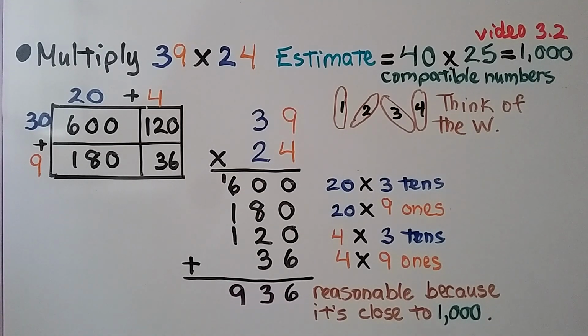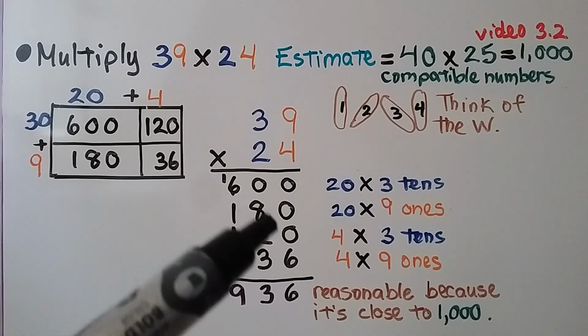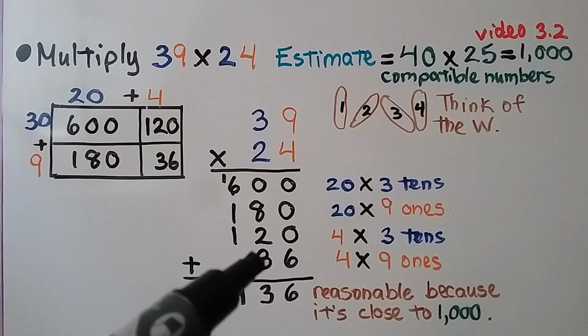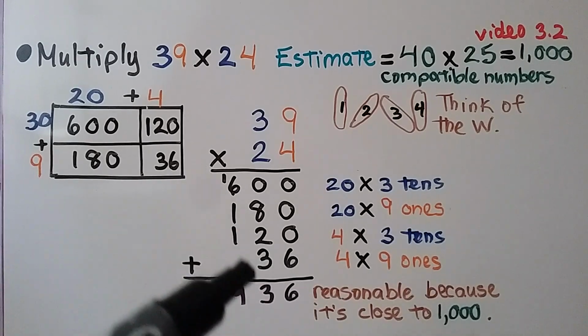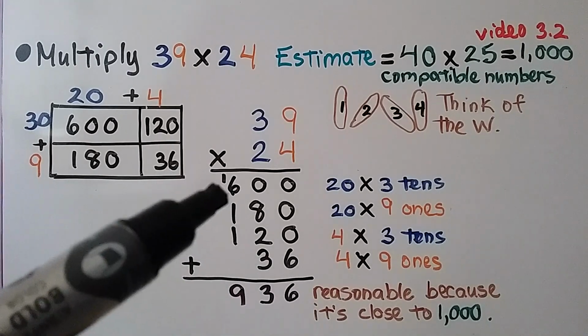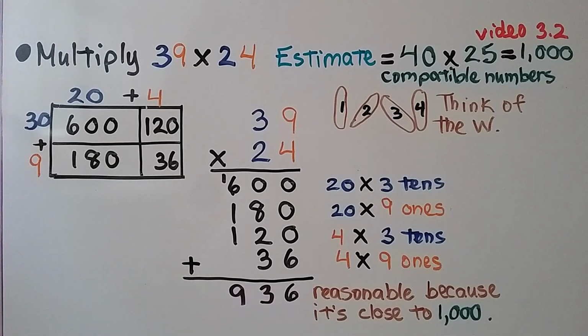We can add them up. We have a 6 in the ones place. 8 plus 2 is friendly. That makes it 10. Then we have 3 more. That's 13. We regroup the 1 and put the 3 down. And we have 6, 7, 8, 9. We have 936. And it's reasonable because it's close to 1,000. So it's a reasonable answer.